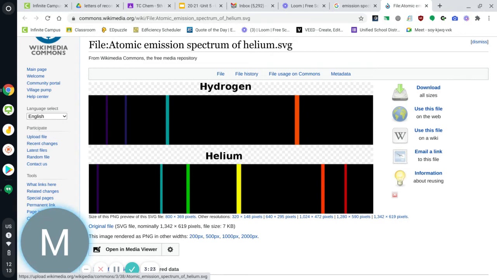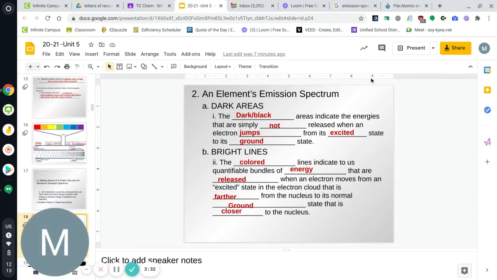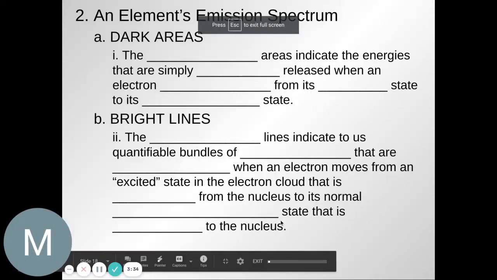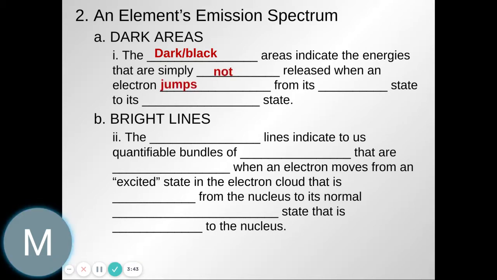We need to process what we see here. We've got the dark areas, which are the black areas, and then we have the bright lines, the colored lines, okay? So if we go back to this, the dark or black areas indicate energies that are simply not released when an electron jumps. So it gets excited. I give it electrical energy or I give it heat energy, and it jumps to its excited state, but it doesn't like being out there. It's kind of scared being where it's not supposed to be. And so then it wants to jump back down to where it was before.